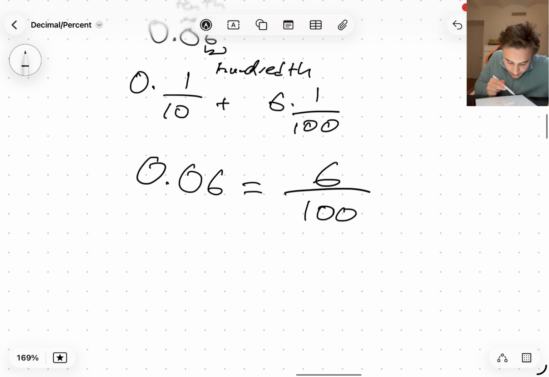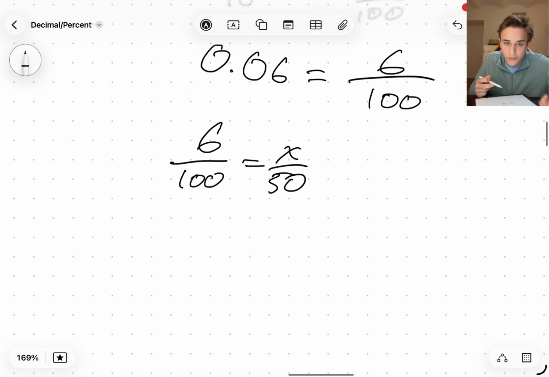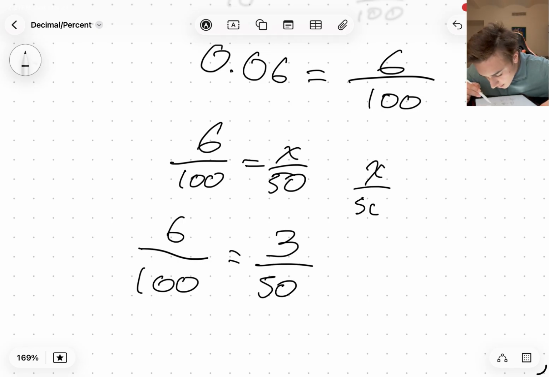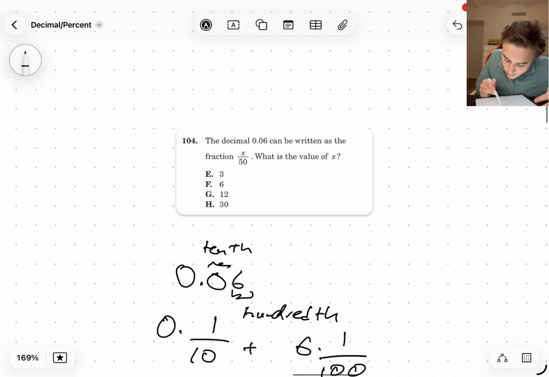So we have 6 over 100 equals x over 50. Well, we know that 6 over 100 can be reduced because 6 and 100 are both divisible by 2. So 6 over 100 equals 3 over 50, because we just divide the top and the bottom both by 2. So x over 50 equals 3 over 50, x equals 3. So that's going to be the final answer. What is the value of x? We know x is 3.